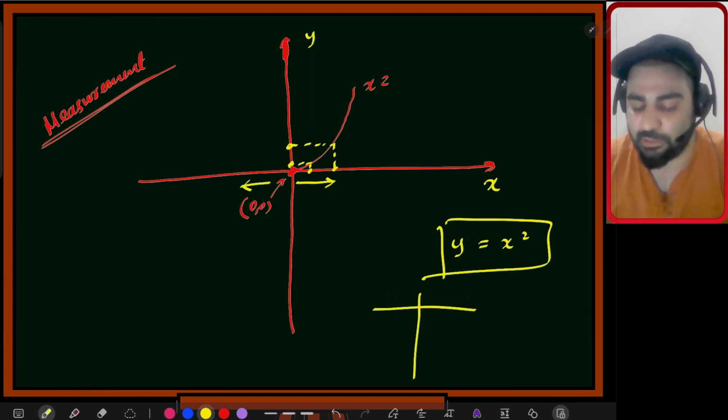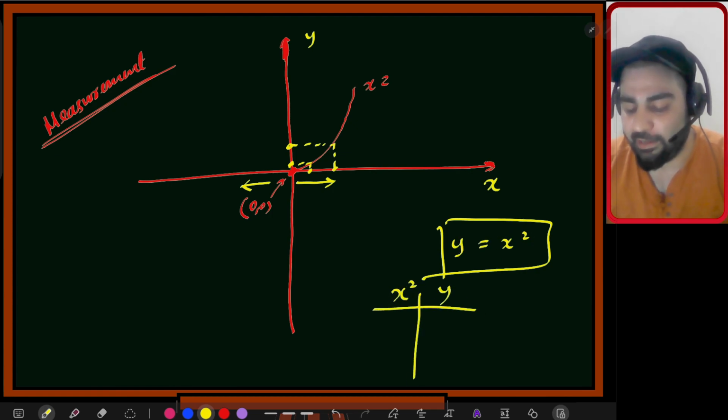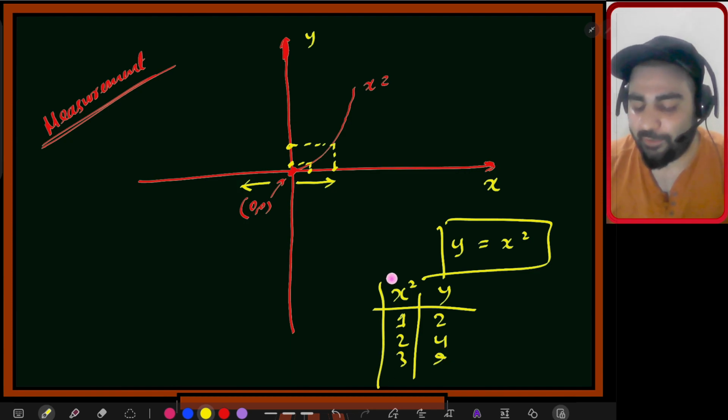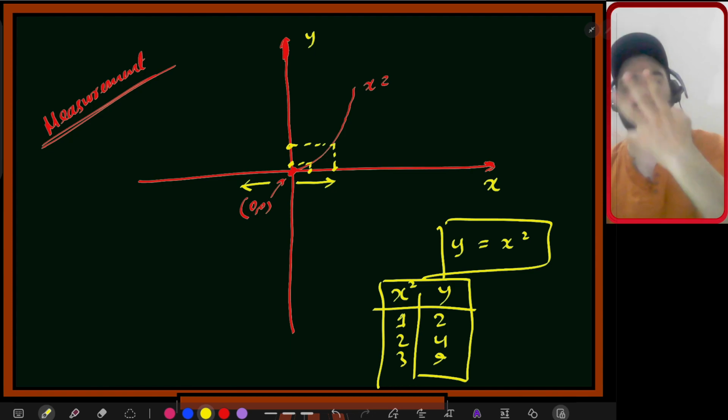corresponding to y. So you will draw a table like this, x square and y. If you give 1, this will be 1 square, this will be 2. If you give 2, this will be 4. If you give, let's suppose 3, this will be 9. Okay, this is the way of representing a function. I came to the fourth type of representation.